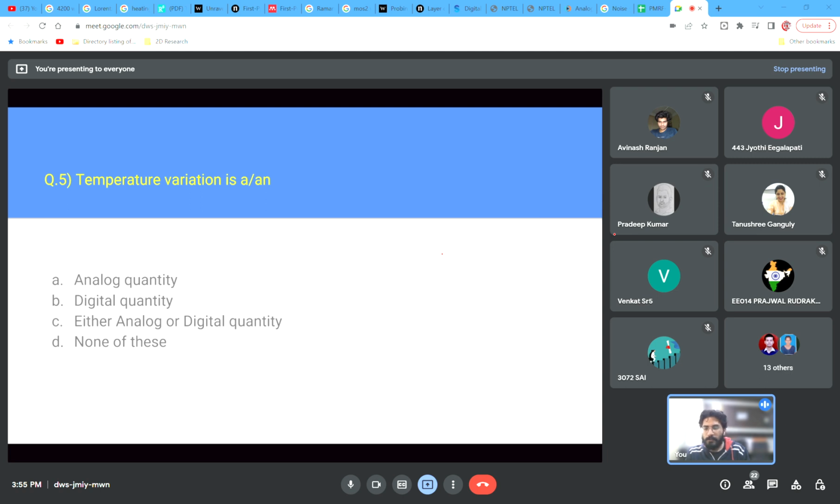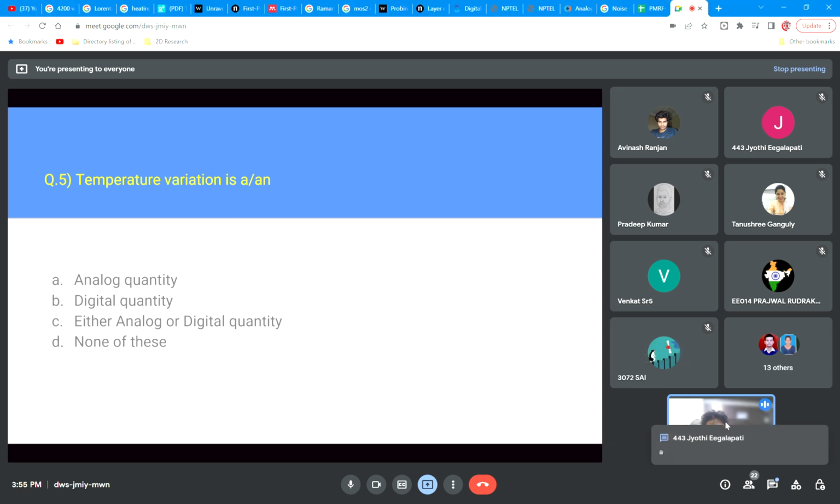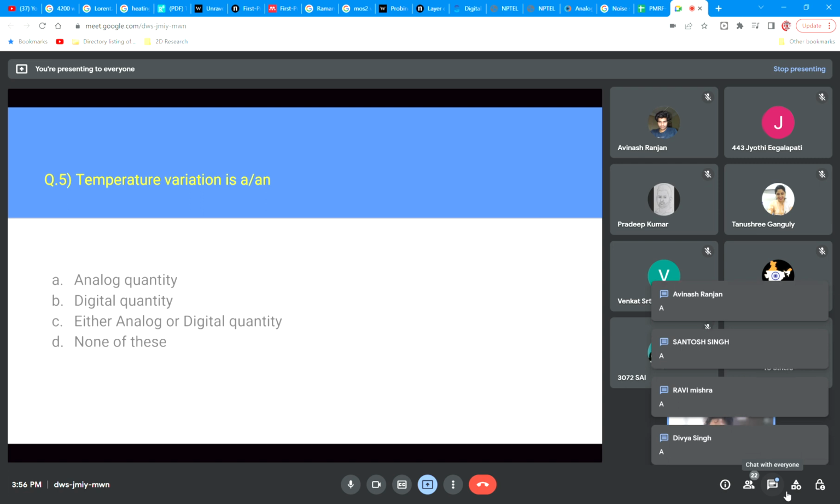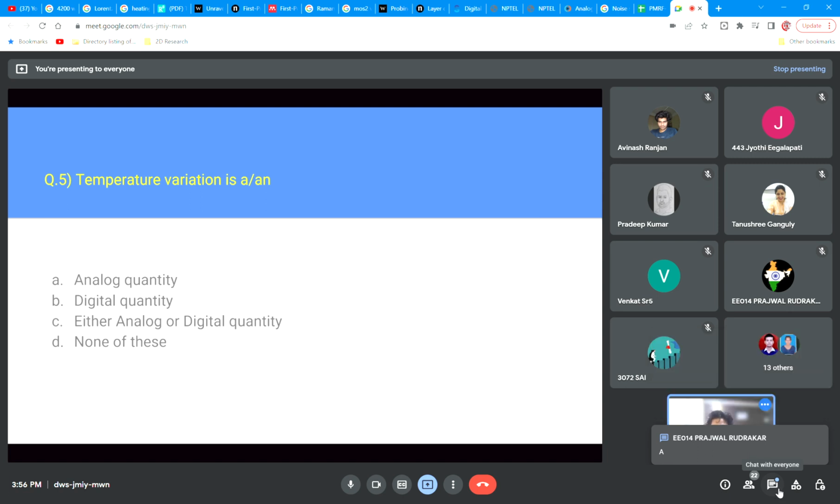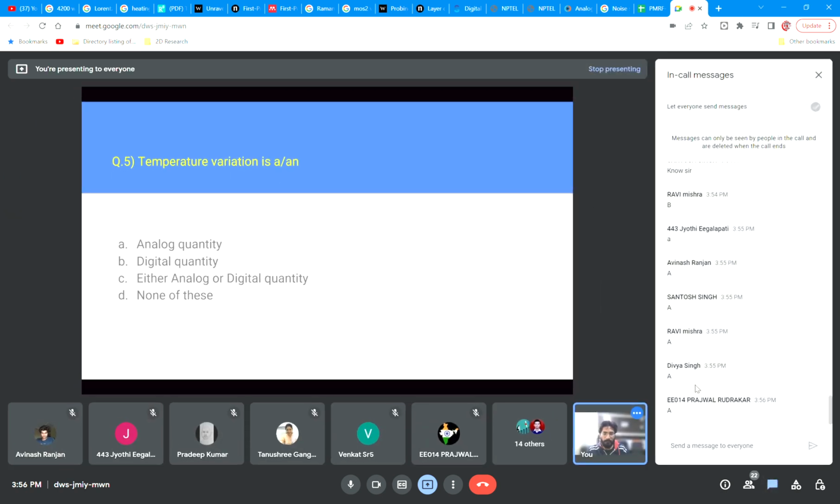Now I think this is the final question. We have already discussed analog and digital quantities. I would like to know from you guys whether temperature variation is an analog quantity or digital quantity. You can either unmute and tell, or you can just type in the chat box. While you are typing in your answers, give your assumption. Is this always the case, that temperature will always be analog?